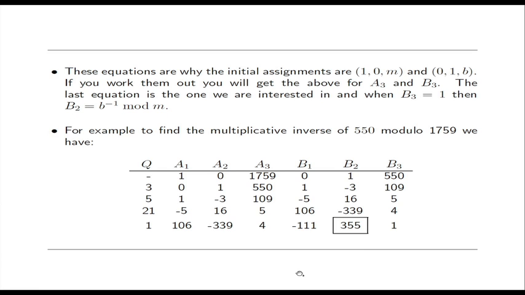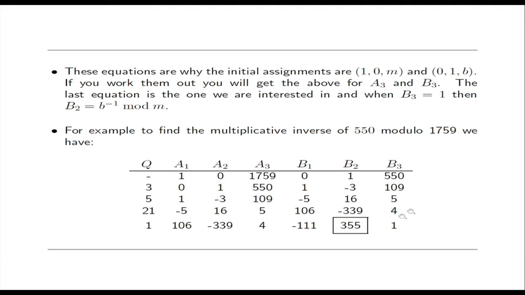So, here is an example. Suppose we want to find the multiplicative inverse of 550 modulo 1759. So, this is our small b, and this is our small m. Okay. So, we store the values like in our algorithm: A1 is assigned 1, A2 is assigned 0, A3 is assigned M, B1 is assigned 0, B2 is assigned 1, and B3 is assigned B.